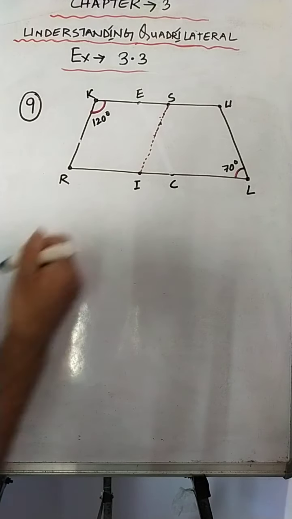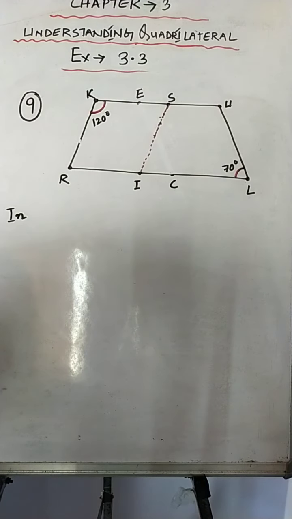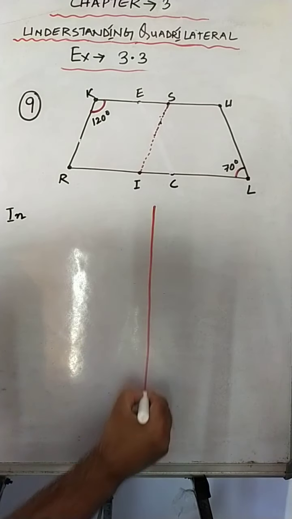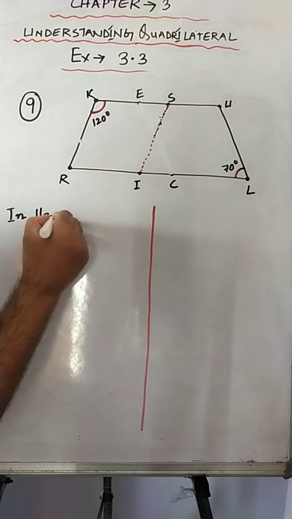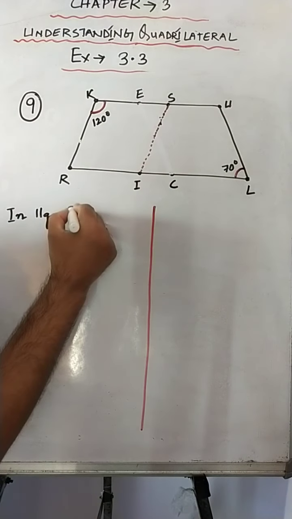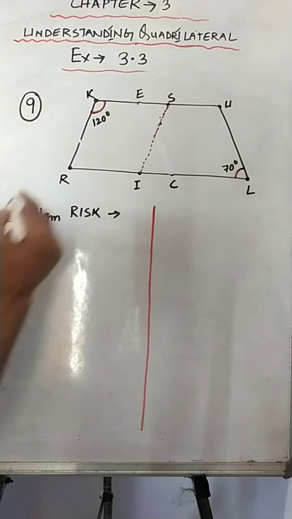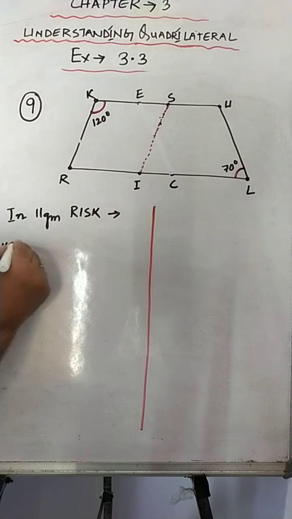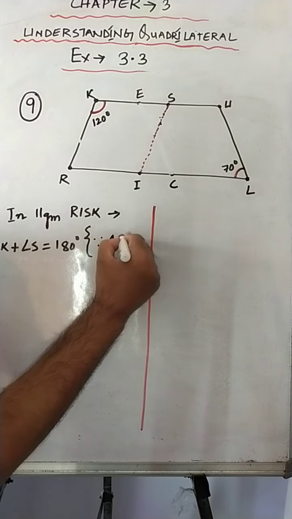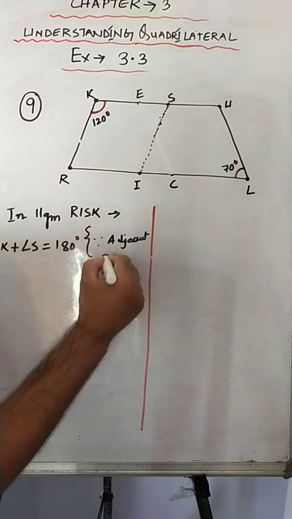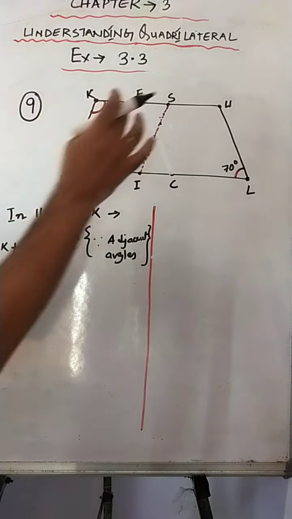So what we have to write is that, suppose I divide the board into two halves. Now in parallelogram RISK, angle K plus angle S equals 180 degree, isn't it? And why? Since they are adjacent angles. Now how to get the value of S?